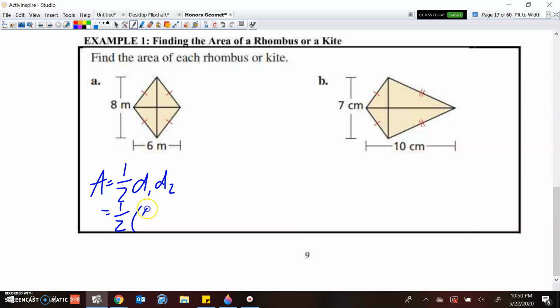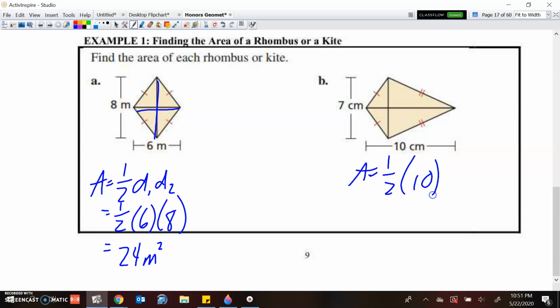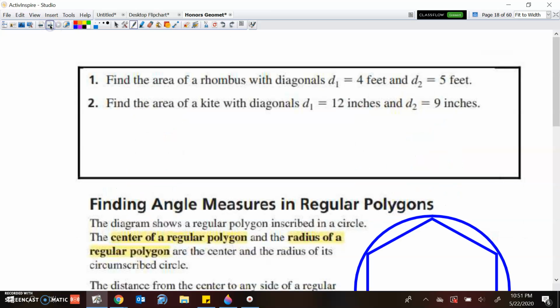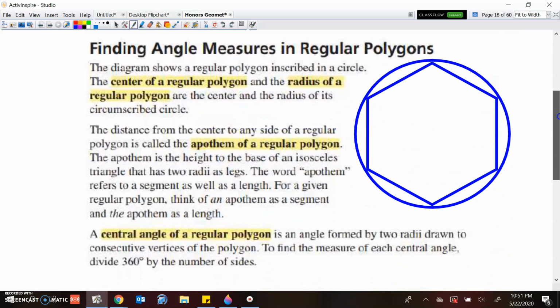So 1/2, it doesn't matter if you do 6 is the D1 or 8 is the D1, it's up to you. My diagonal 2 would be 8 in this case, so 1/2 of 6 is 3. 3 times 8 is 24. And don't forget to label it meters squared. Okay, the next one is going to be 1/2 of 10 times 7, or 1/2 of 70, which is 35 centimeters squared. All right, how nice was that, right? So now you can add area of a rhombus and area of a kite to your formulas that you know.